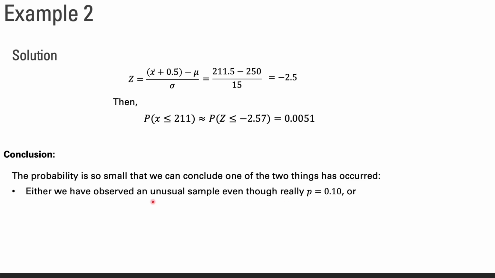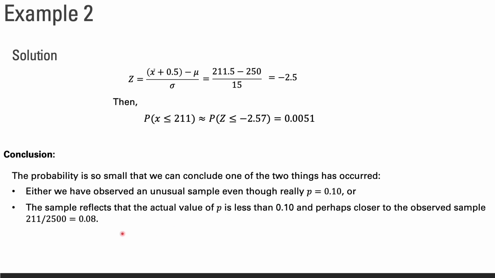By very rare or very unusual, it means that the probability is very small. If there is something whose probability is very small, we call it rare. It is very rare happening, right? So we have found a sample whose probability is very rare, and it supports the claim of that soft drink manufacturer. Or secondly, we can say that the sample reflects that the actual value of p is less than 0.10, or 10%.